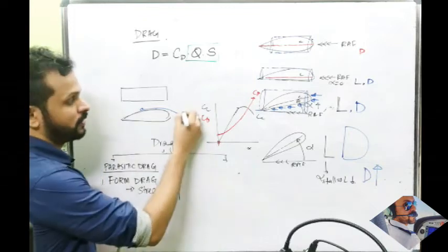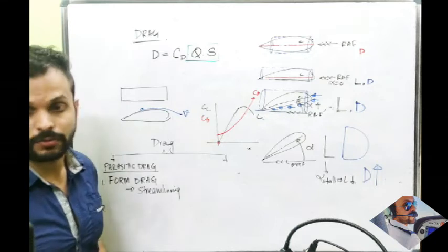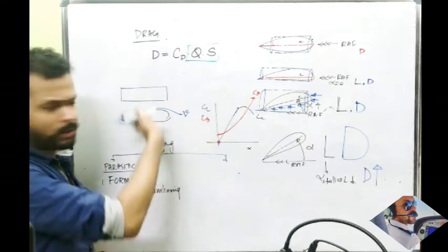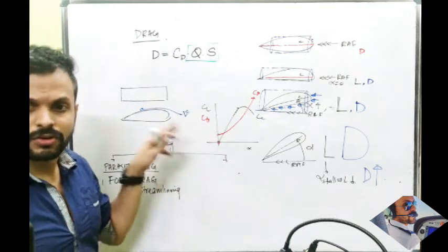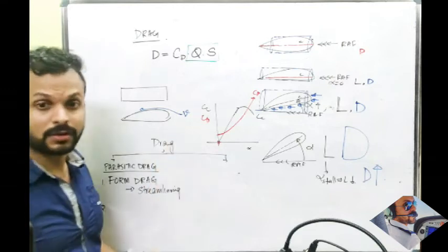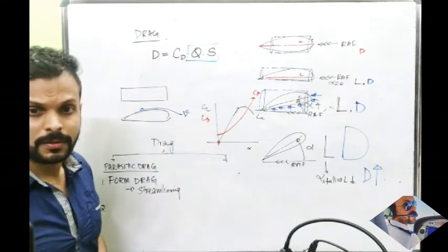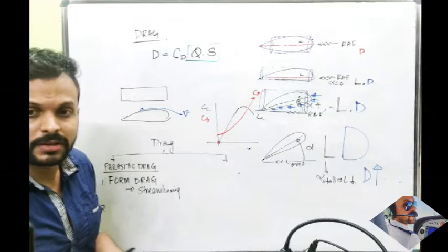So as I told you, the velocity of the airflow over the airfoil is V. Forget about the aerofoil. Any given structure introduced into the airflow, what happens to the velocity? The velocity is going to reduce. And what is the reason for the reduction in velocity?